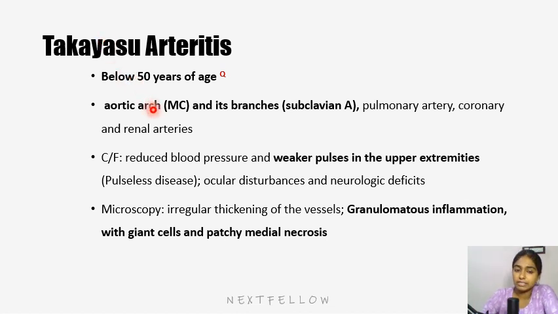The vessels involved are the aortic arch and its branches, mostly the subclavian artery, pulmonary artery, coronary as well as renal arteries. The clinical features involve reduced blood pressure as well as weaker pulse in the upper extremities, ocular disturbance and neurological deficits. The microscopic findings in this patient involve irregular thickening of the blood vessels and granulomatous inflammation with giant cells, and patchy medial necrosis will be seen.